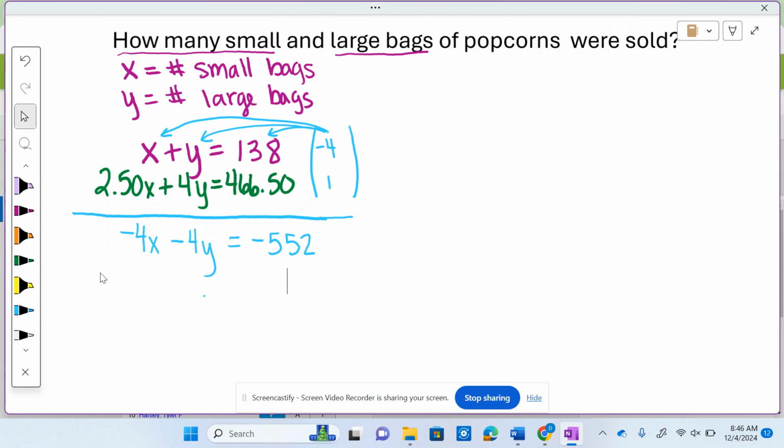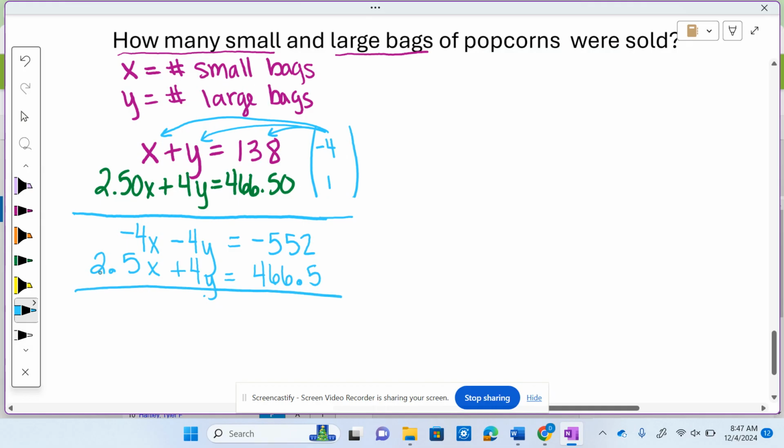Are we good? We're not doing anything with the bottom, so I'm just going to rewrite it. 2.5, and I'm going to drop that 0 because I don't need it. 2.5x plus 4y equals positive 466.5. So we're going to be able to cancel out the y's. What is -4 plus 2.5? -1.5.